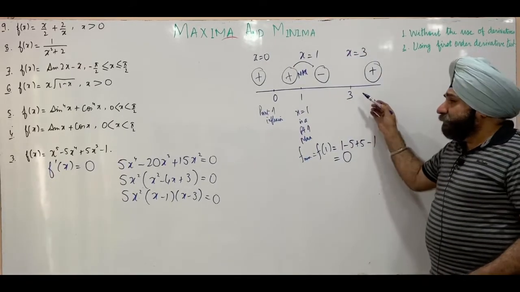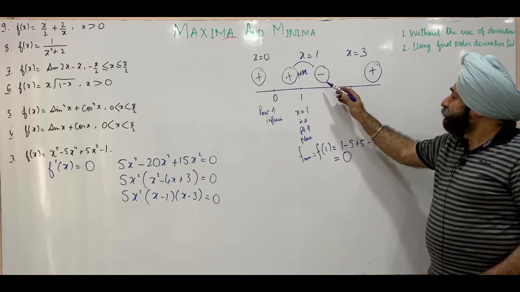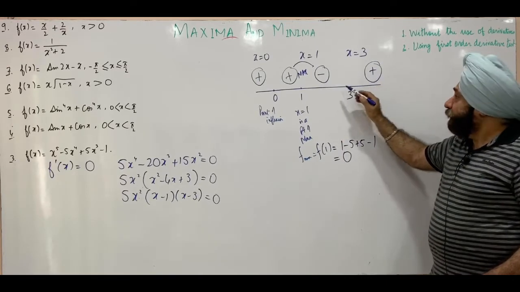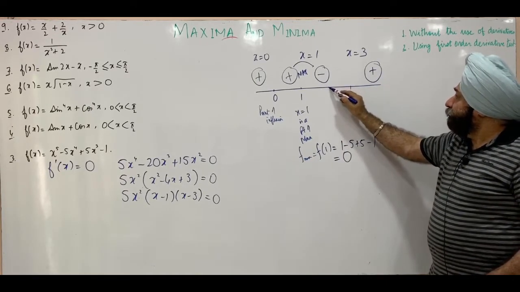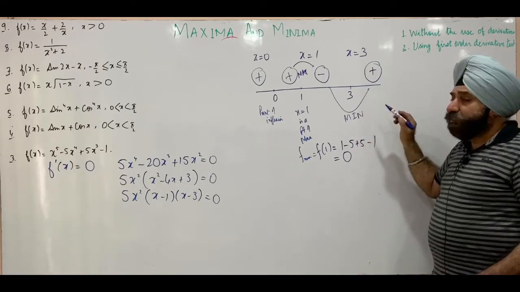And what type of critical point is x equal to 3? Before 3 we have a negative sign of the derivative, after 3 it's positive. So the change at the critical point is from negative to positive, and this is always a point of minimum.